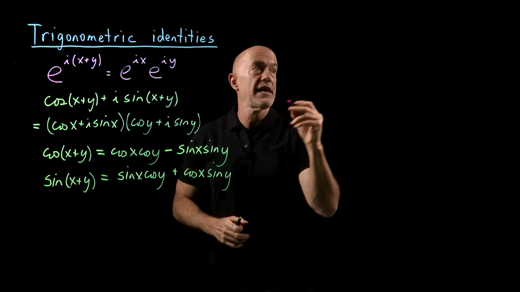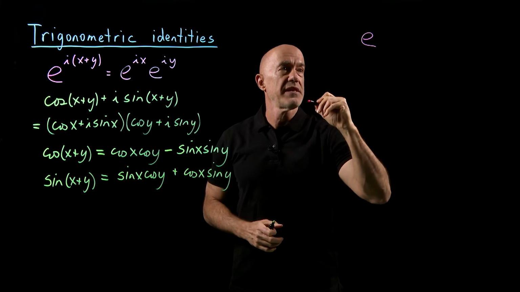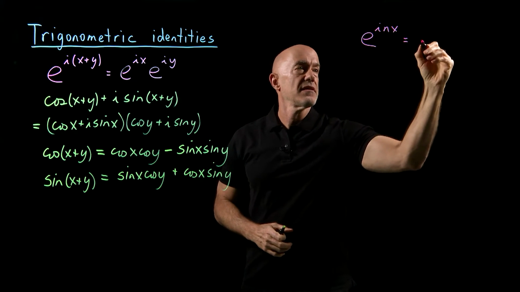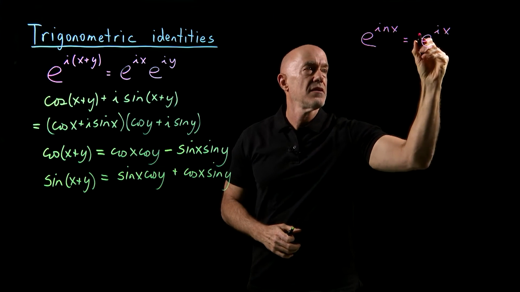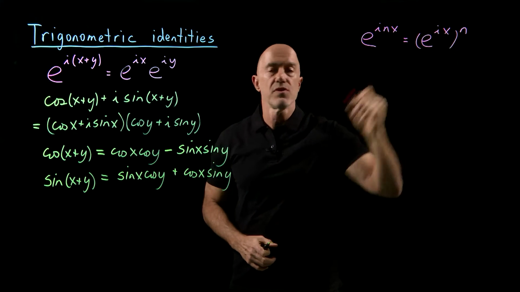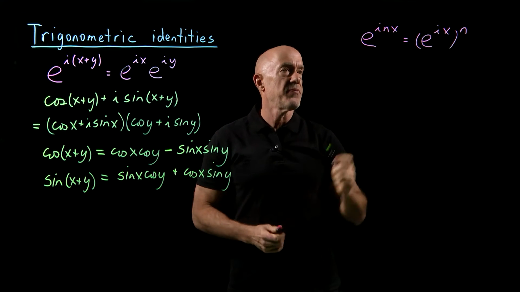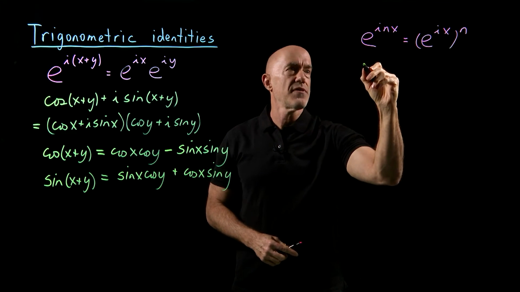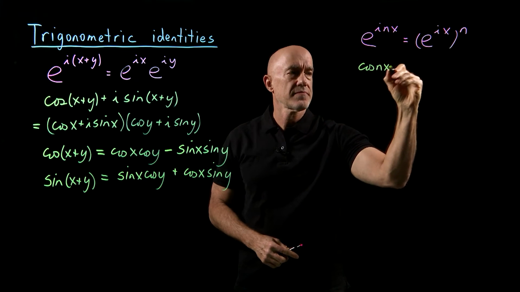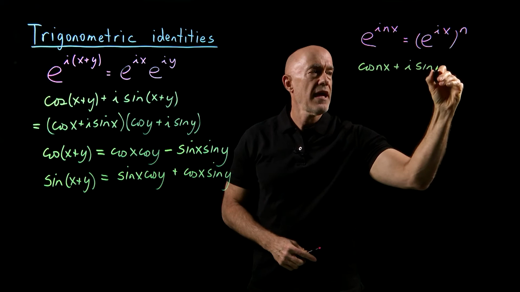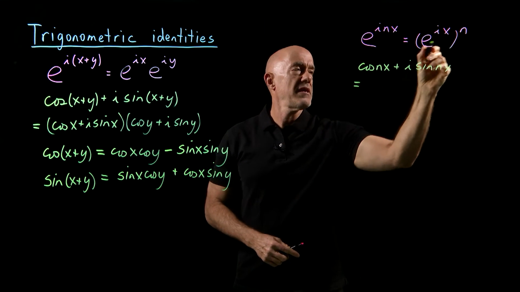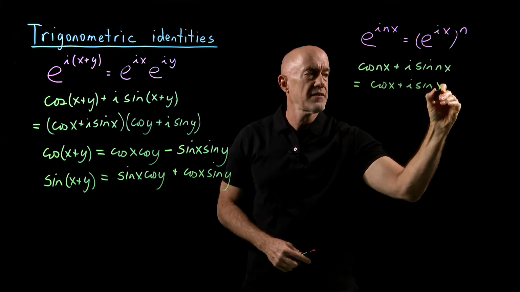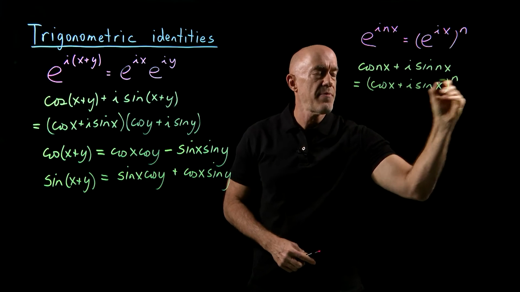Let's look at another identity. For the exponential function, we have e^(inx) is equal to (e^(ix)) all raised to the nth power. So we know that we multiply exponents here. So if we apply Euler's formula to this equation, we end up with cosine nx plus i sine nx, and that would be equal to (cosine x plus i sine x) all raised to the nth power.